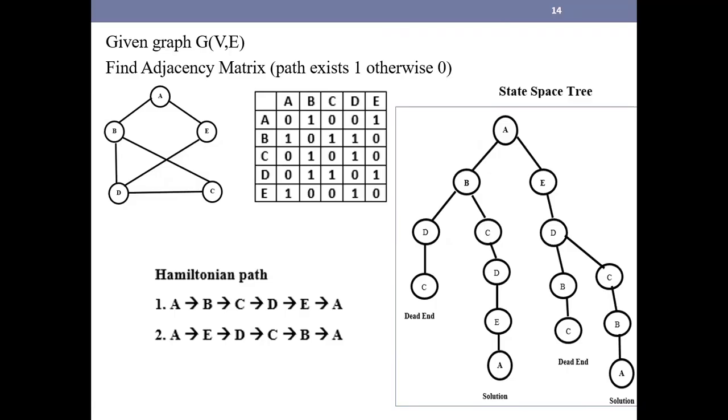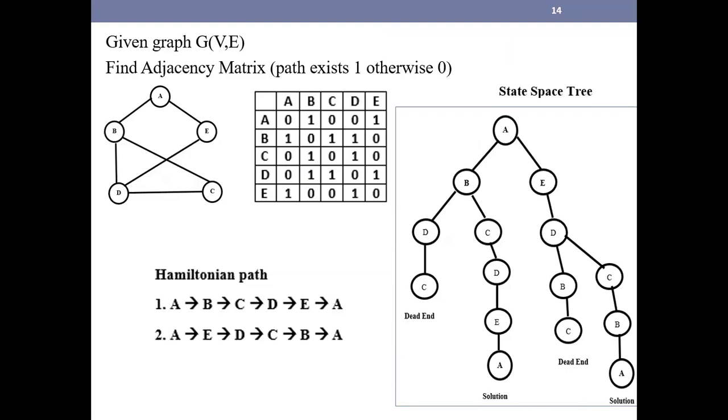Now from node C, B and D are adjacent nodes. B and D are already added in the path. So this is not a feasible solution. This is called a dead end. It is not possible to expand to the next level. Again, move back to node D, move back to B, then find the next choice, C.